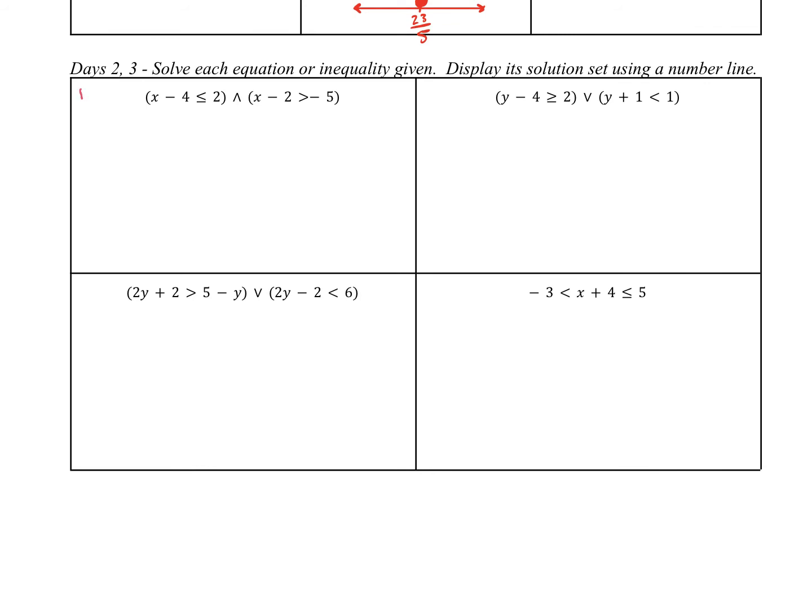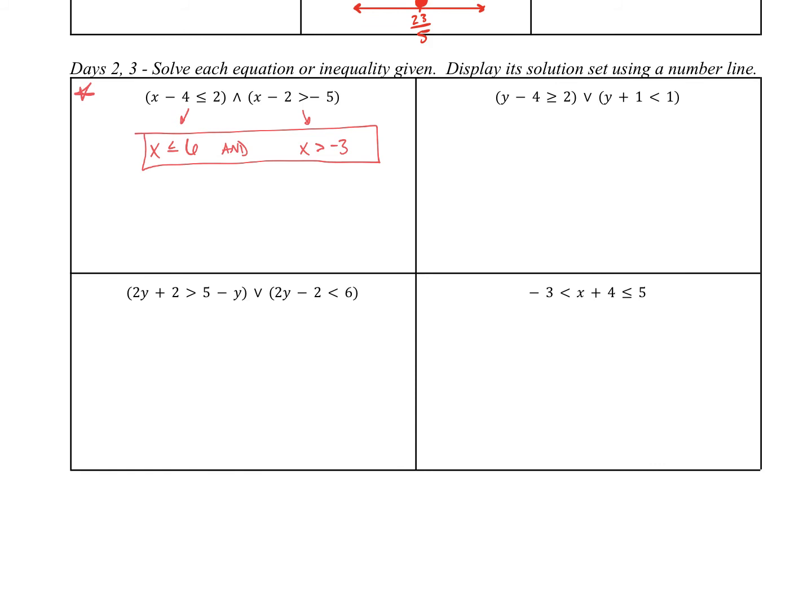Okay, so we'll go ahead and do this first one. I'll give you a minute to go ahead and solve that inequality, and then go ahead and graph it on a number line as well. So in my solution, I am going to treat these two things separately, and I'm going to add 4 to both sides in the first case. So x is less than or equal to 6, and x is greater than negative 3. So this is an acceptable way to write your final answer.